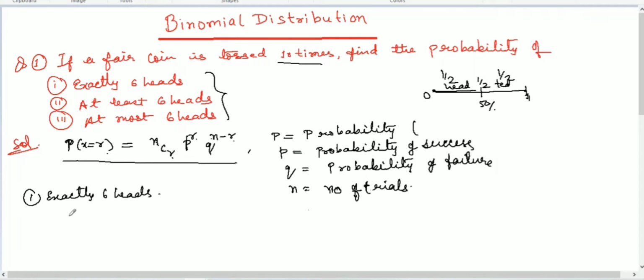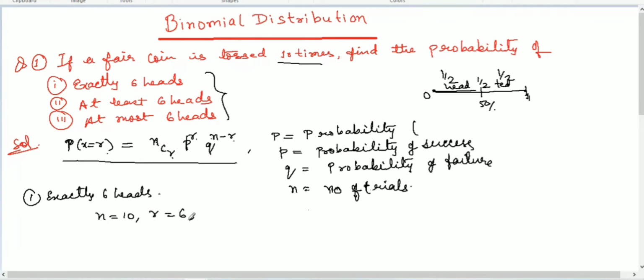Let's write it down here. So we have to find the probability of x equal to 6, exactly 6 heads. Write down all the information here first, then we will write down the formula. As the formula is nCr, what is n here? n is the number of trials. We are tossing the coin 10 times, so the number of trials is 10. And r is exactly 6 heads.